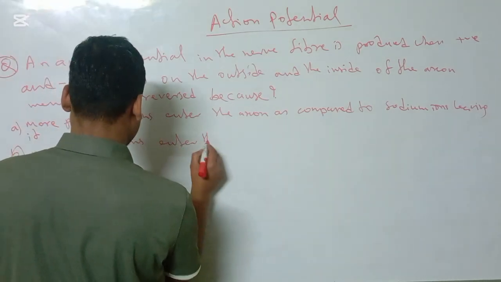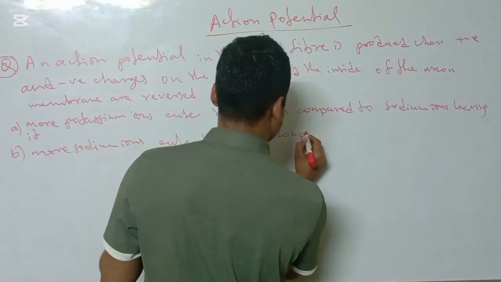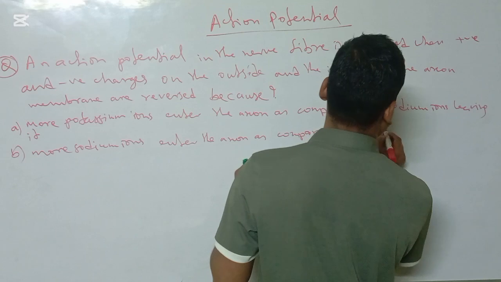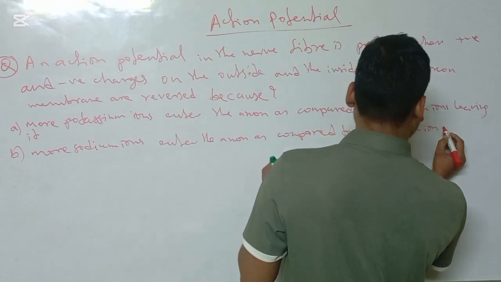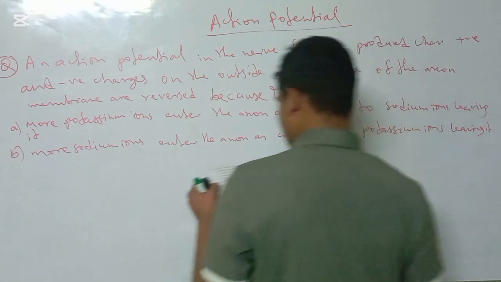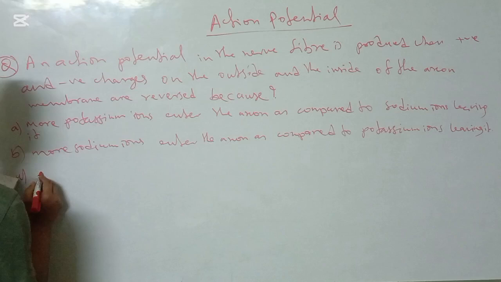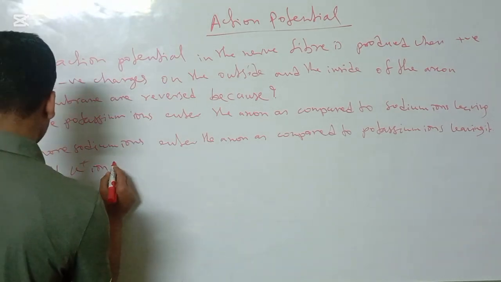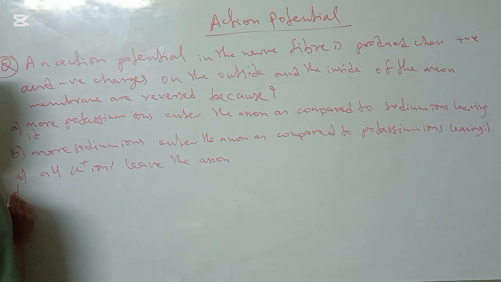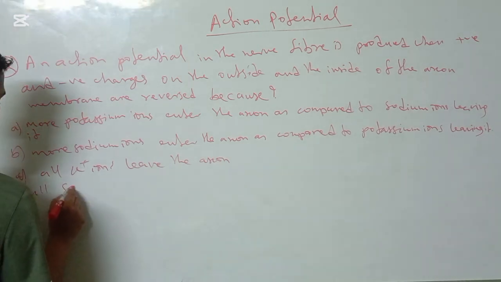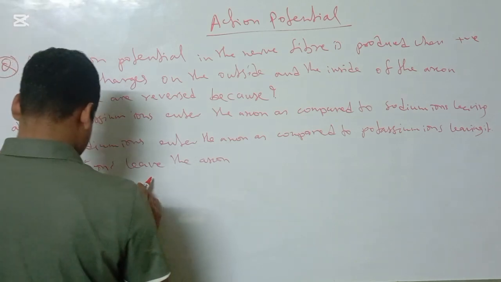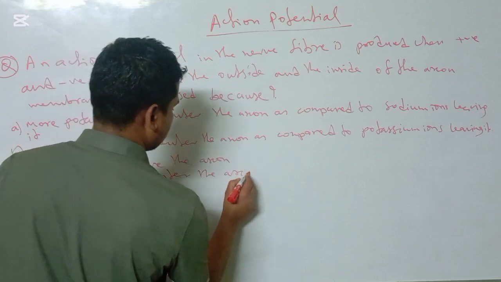B is more sodium ions enter the axon as compared to potassium ions leaving it, or C, when all potassium ions leave the axon. D is all sodium ions enter the axon.